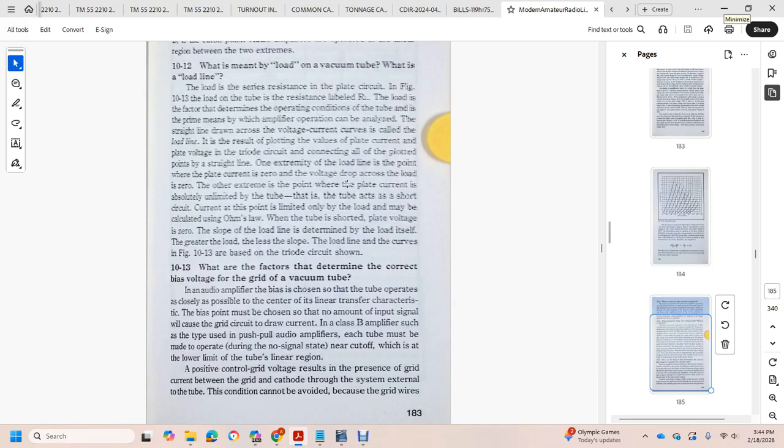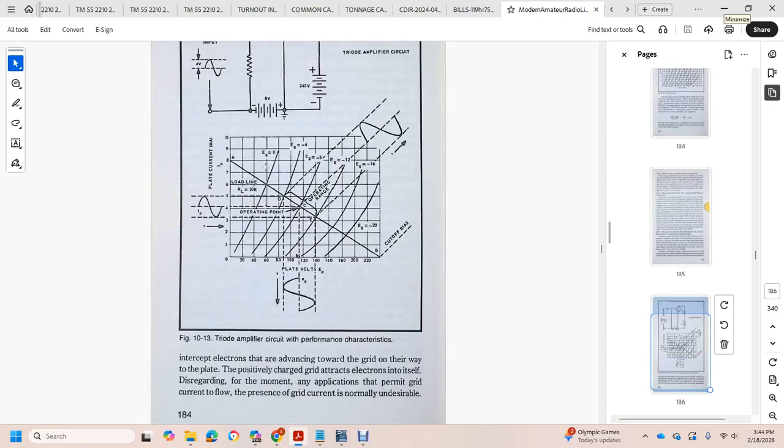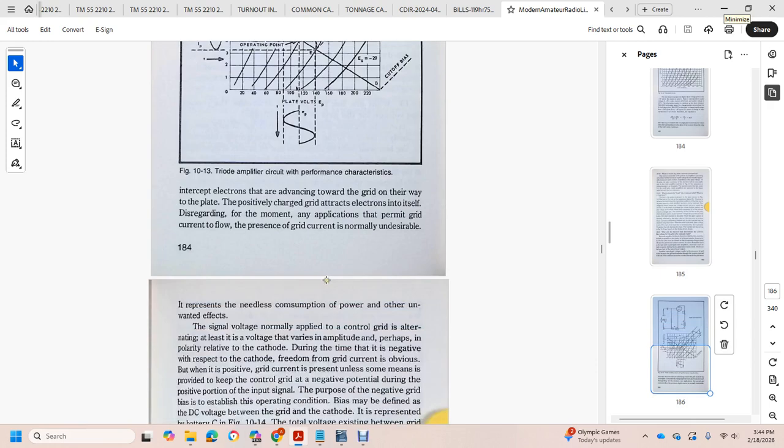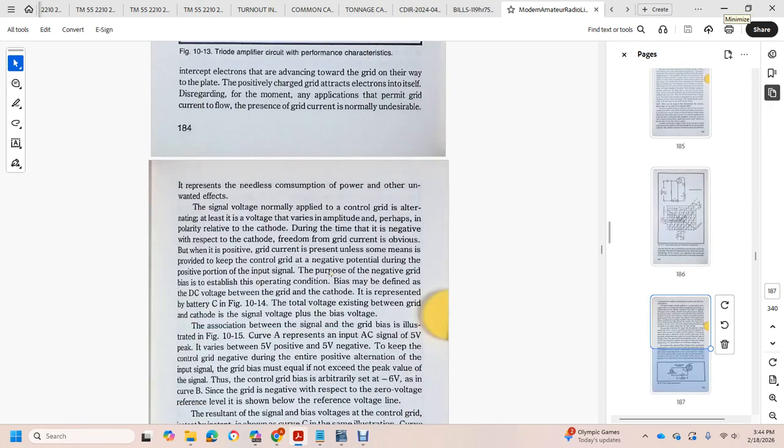But for the control grid, the result is the presence of grid current between the grid and cathode in the system external to the tube, a condition that cannot be avoided because of the grid wires. They intercept the electrons advancing on their way to the plate, and the positively charged grid attracts the electrons to itself. Disregarding for the moment any application of permanent grid current flow, the presence of grid current is normally undesirable.